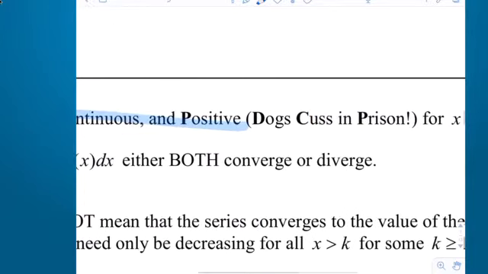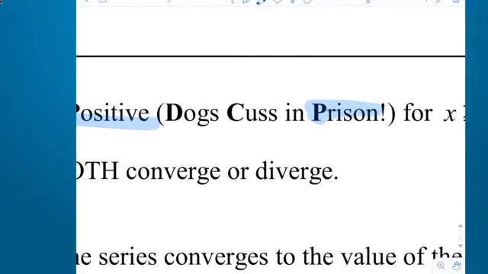How do you remember that? When dogs go to prison, they don't like it. What do? They cuss, naturally. Dogs cuss in prison. It's a known fact. Dogs cuss in prison. Huh? Dogs, dirty dogs cuss in prison.